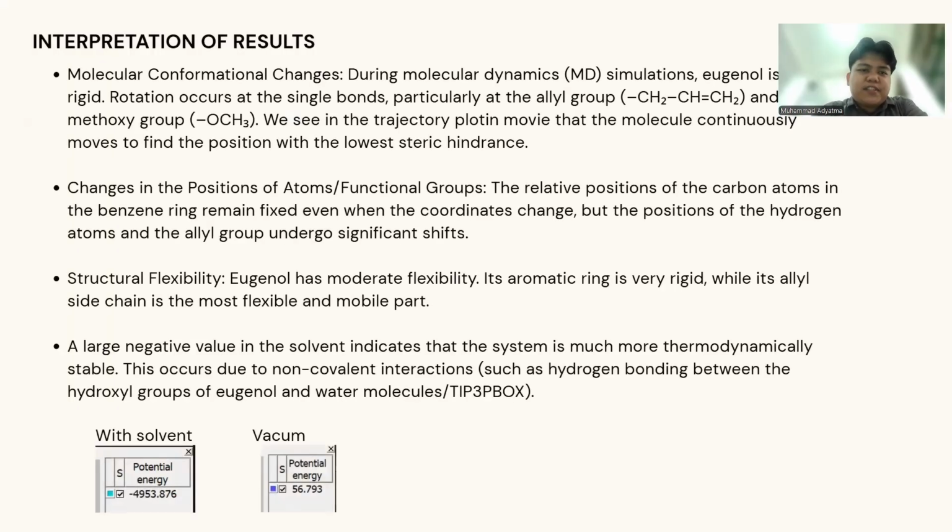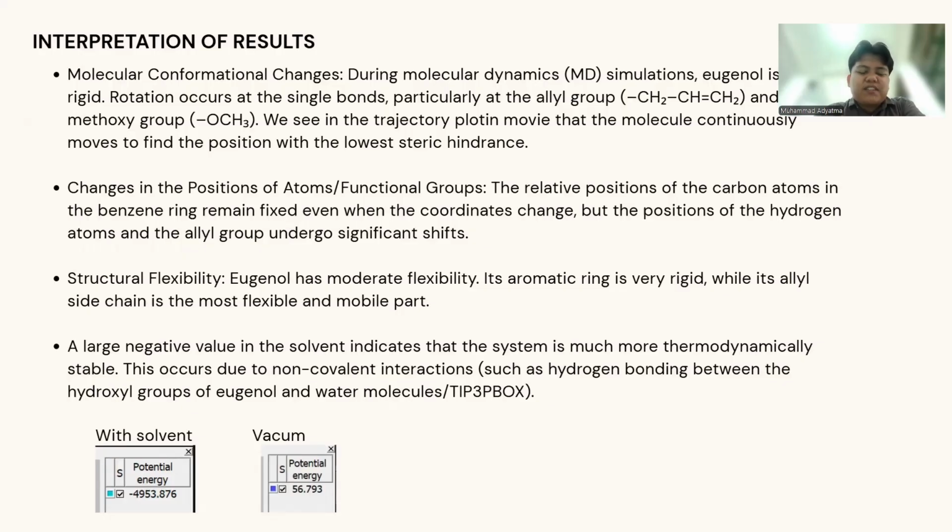So what is the interpretation of the result? During the molecular dynamics simulation of eugenol, rotation occurred around the single bonds, particularly the allyl group and methoxy group. In the recorded movie, the molecule continues to move and find the position with the lowest steric hindrance. Next is a change in the position of atoms in the external group. The relative position of the carbon atoms in the benzene ring remains fixed even when the coordinates change, but the position of the hydrogen atoms in the allyl group undergoes significant shift.